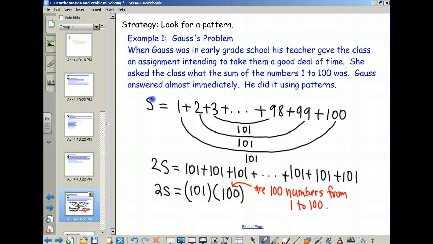How do I find the sum that I wanted instead of twice the sum? Divide by 2. So that's what Gauss would have done. He would have actually written 2S equals like I just wrote, but the idea is the same, okay? So we would divide this by 2.